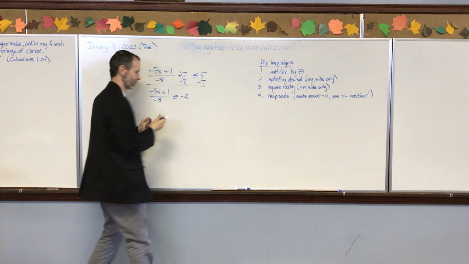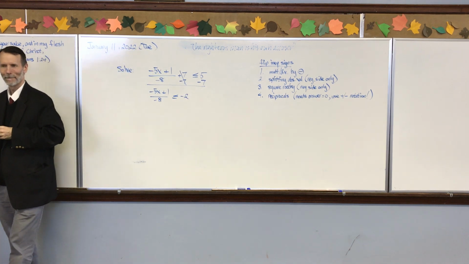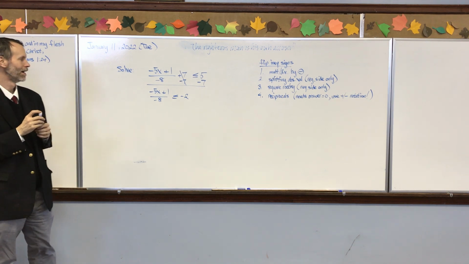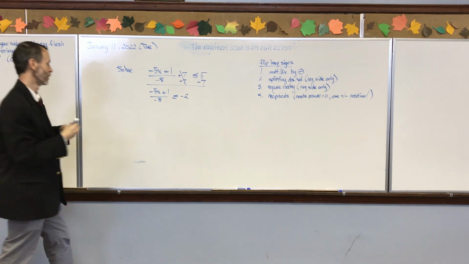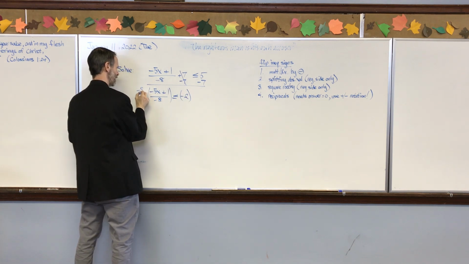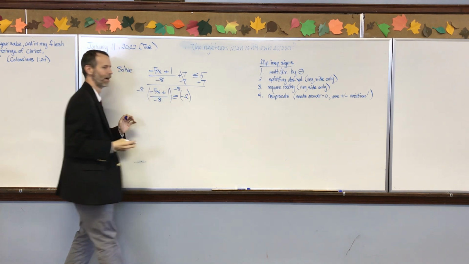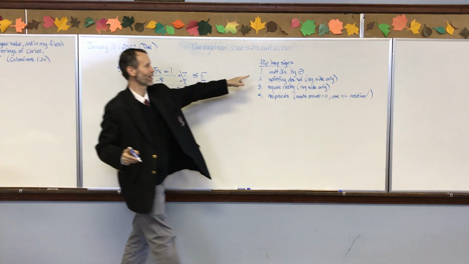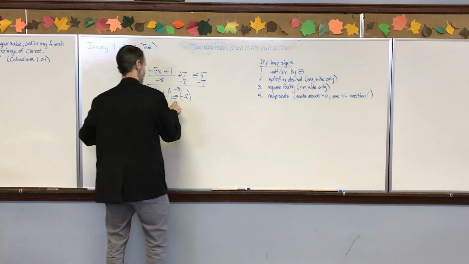Negative 2. Good. Keep going, back up. We multiply both sides by negative 8. I use parentheses to do that. Question, will that flip the sign? Yes. Multiplying or dividing by a negative will flip the sign over.